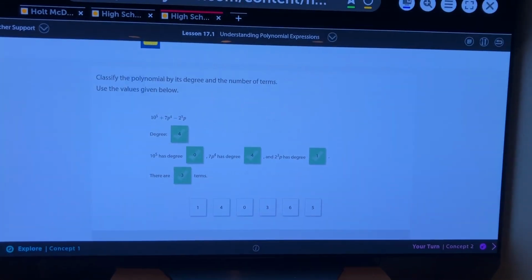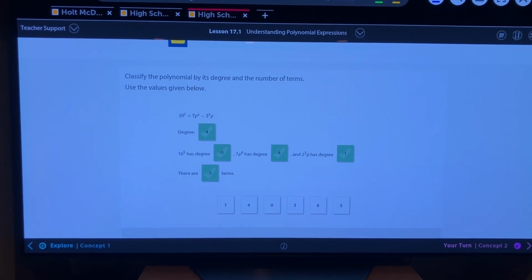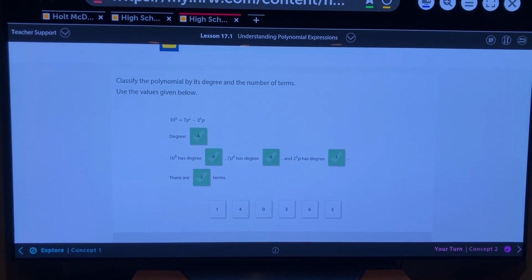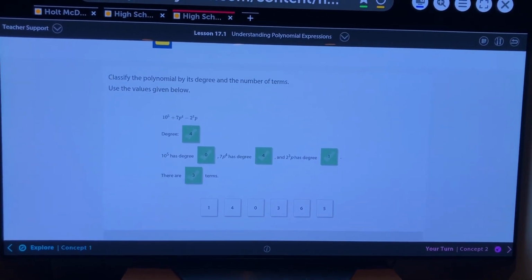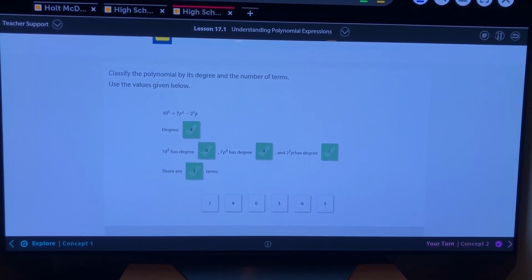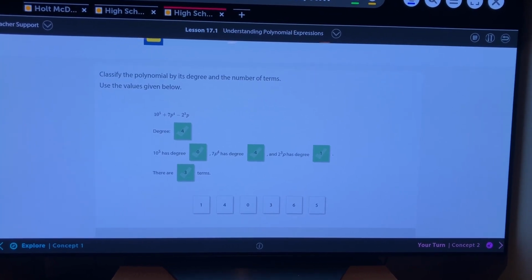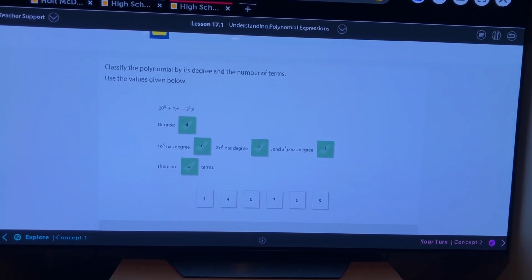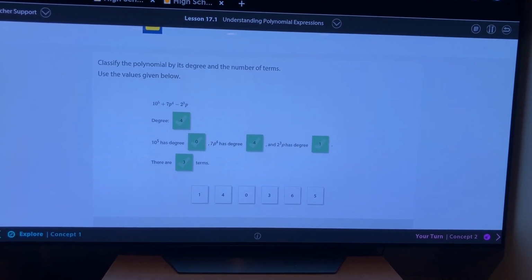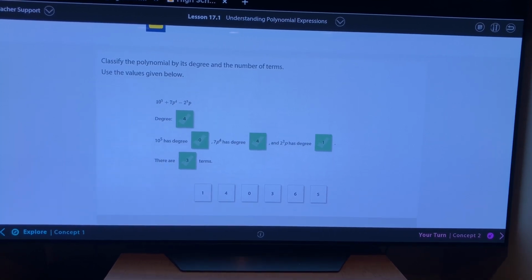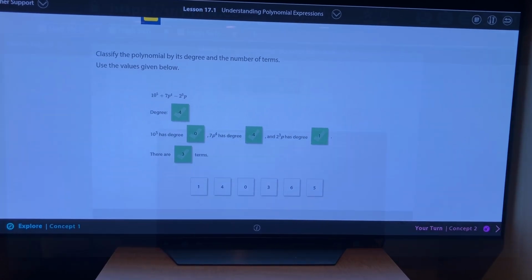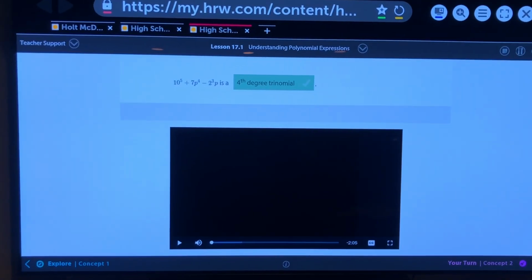All right, so let's look at this example. 10 to the 5th plus 7p to the 4th minus 2 to the 3rd p. Mind you, we could just change 10 to the 5th, and we could change 2 to the 3rd to 8. So really the only variable that has an exponent of any significance is the p in the middle term. The p in the third term is just p to the first. So p to the 4th gives that trinomial a degree of 4. And as you can see there, the answer is 4.